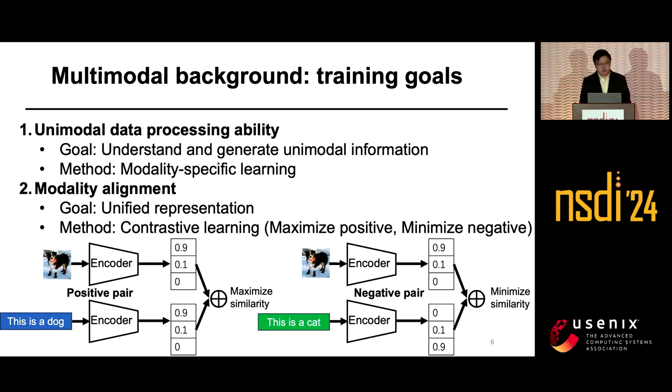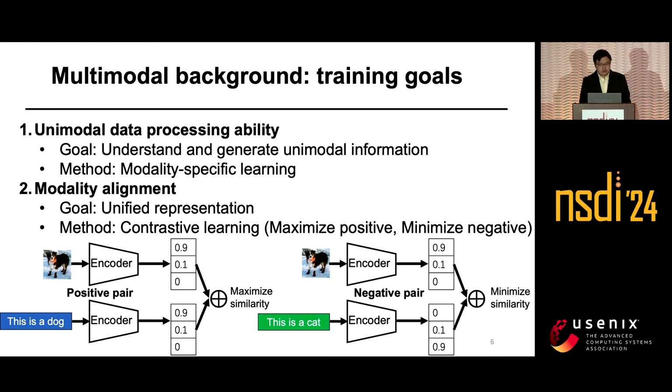So the goal of training a multimodal model can be divided into 2 categories. The first category is the same as training a unimodal model. That is to make sure the model can better understand and generate unimodal information. So this is the foundation to the multimodal task. And the second goal is to ensure the multimodal information can be aligned. And the goal is to learn a better unified representation in order for them to interact. And the method is to use contrastive learning, which is very intuitive.